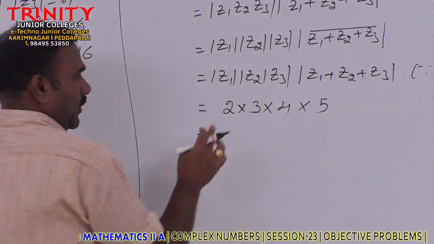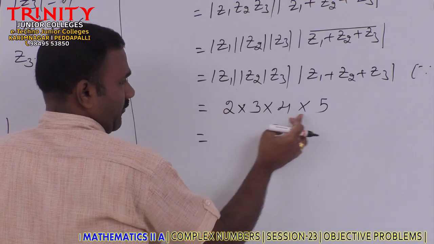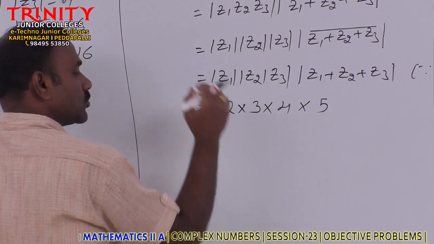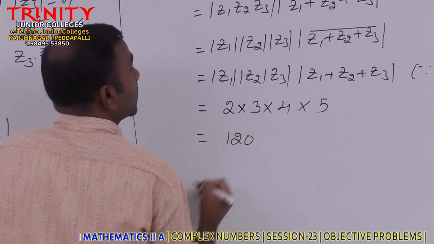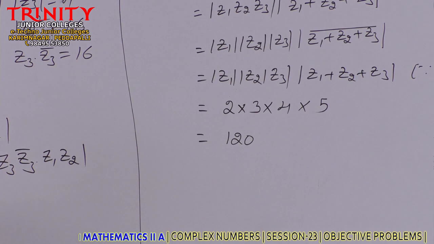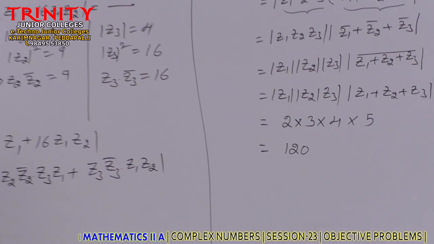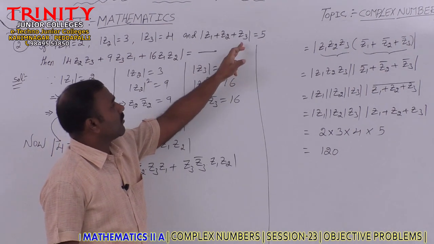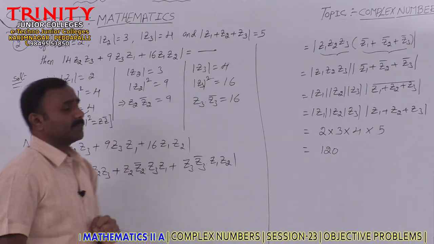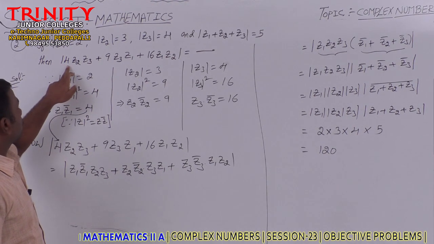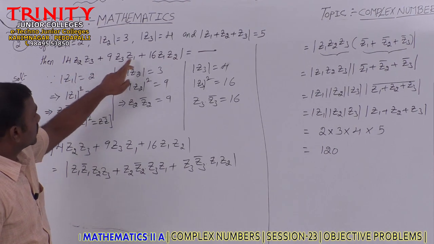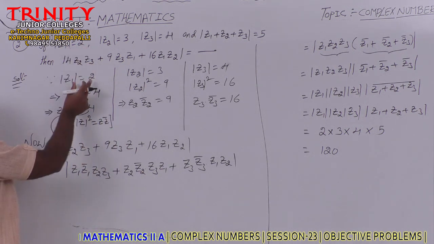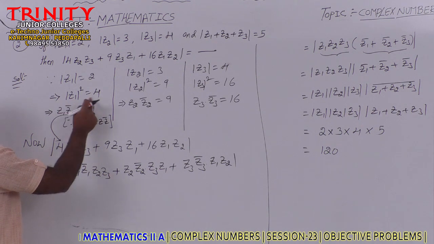Therefore, the value is 5 fours are 20, 20 into 3 is 60, 60 twos are 120. Now once you see how we did this problem: if mod z1, mod z2, mod z3 and the modulus of the sum of the complex numbers are given, then find the value of mod of 4 z2 z3 plus 9 z3 z1 plus 16 z1 z2, by using modulus of z1 equal to 2, by squaring on both sides.